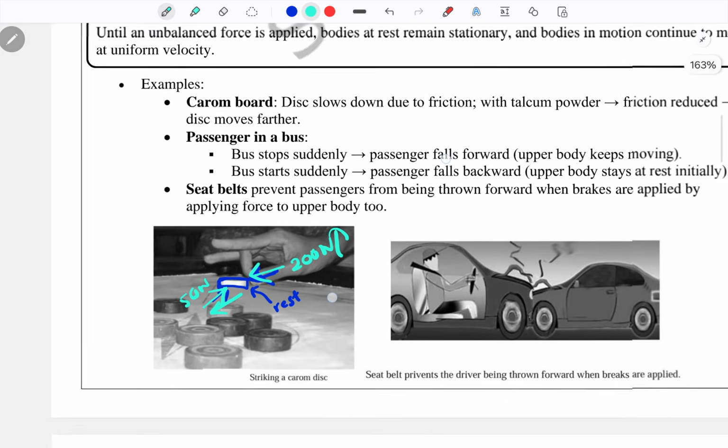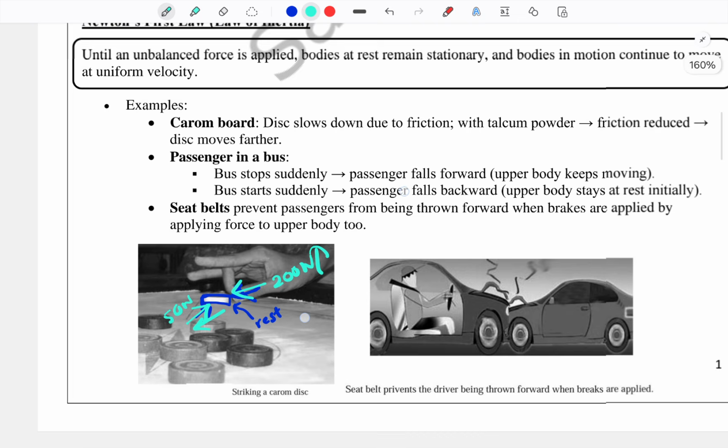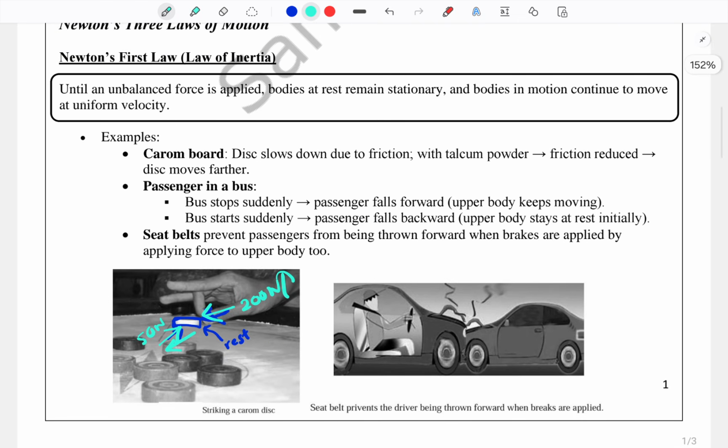Okay. So that is also describing the first law. Until an unbalanced force is applied. What happened? You are applying an unbalanced force. Then what happened? The body at rest will not remain stationary because now there is an unbalanced force, right?